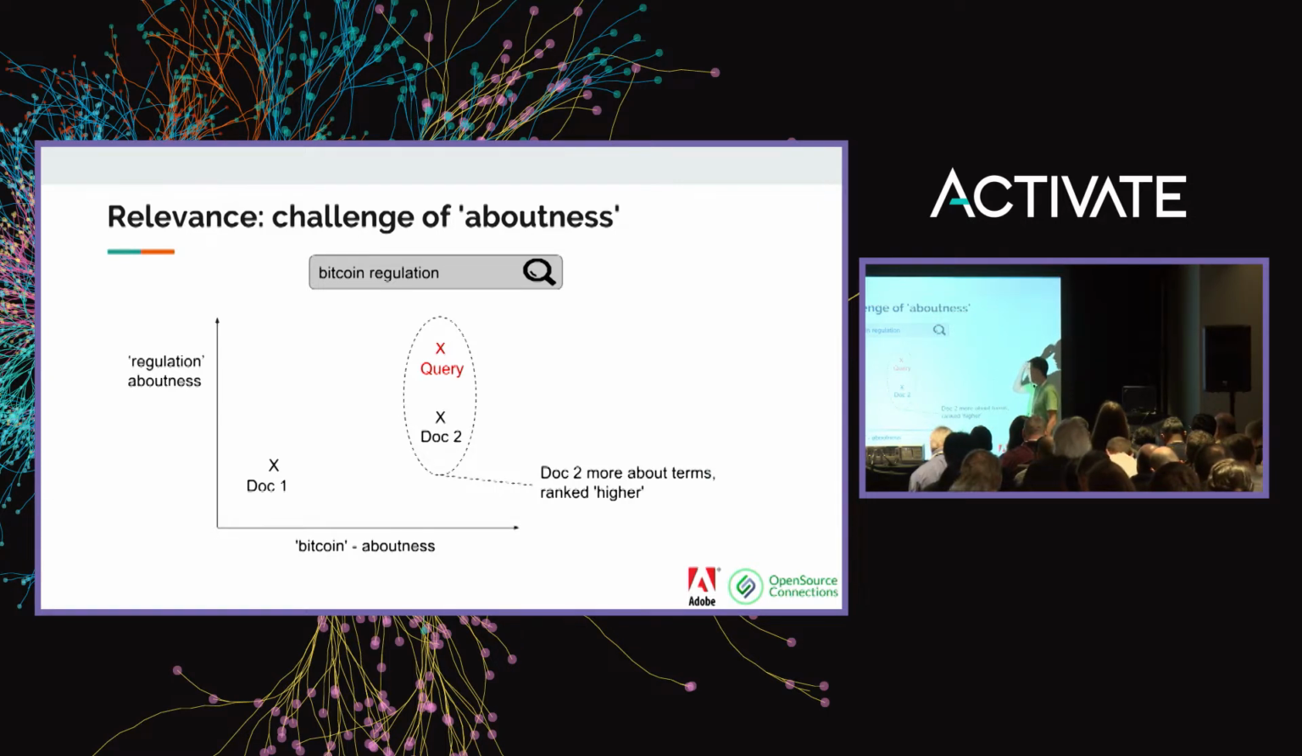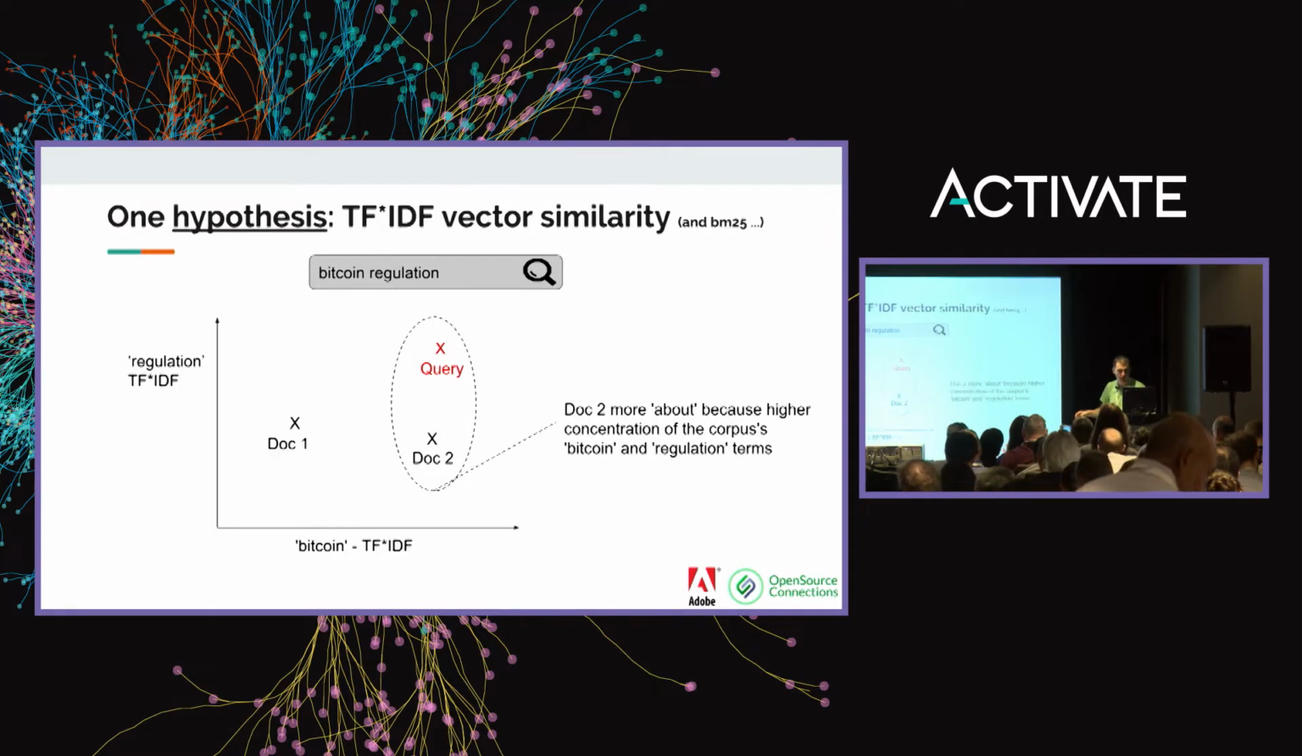And for the longest time, we've had this notion of aboutness. We try to get at some measure that document 2 is closer to the query's intent than document 1. It's more about the query than document 1. So we rank it higher, right?